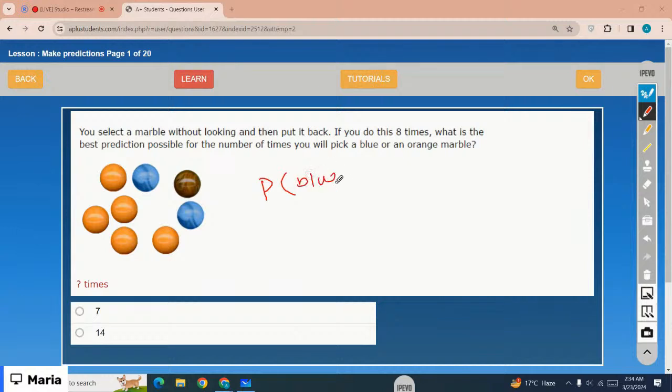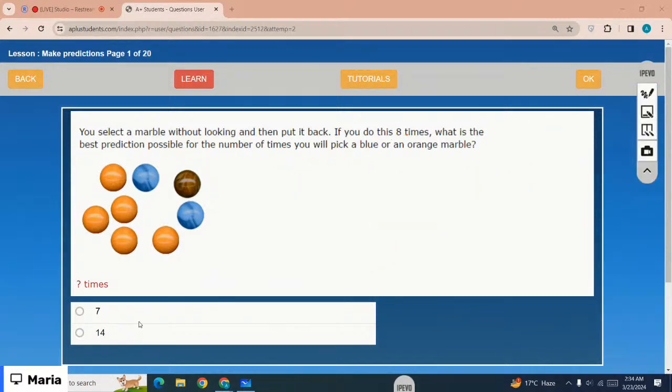The probability of blue or orange is 7 out of, they are 1, 2, 3, 4, 5, 6, 7, and the total is 8, 7 out of 8. So you did that 8 times. You have to do 7 over 8 times 8. 8 and 8 cancel out, you are left with 7. Got it? Correct option is 7.